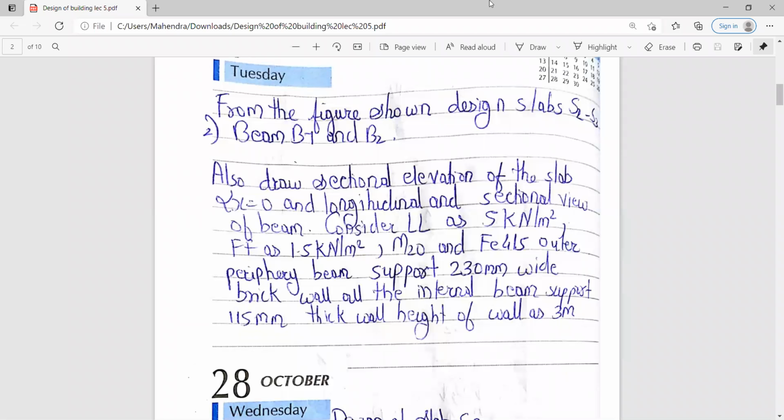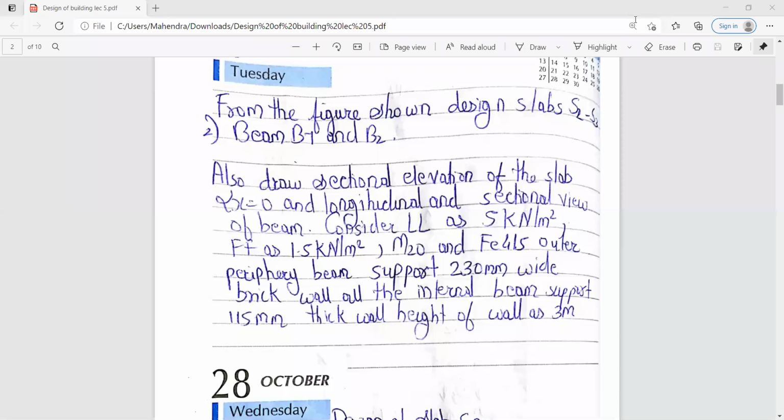And they have told you to consider the live load as 5 kilonewton per meter square and the floor finish as 1.5 kilonewton per meter square. As well as they have given you the grade of the concrete as M20 and the steel grade they have given to you, that is Fe415. And the outer periphery beam support will be 230 mm wide brick. Outer periphery will be 230 mm wide and the internal beam will support 115 mm thick wall and the height of the wall will be a total of 3 meter.